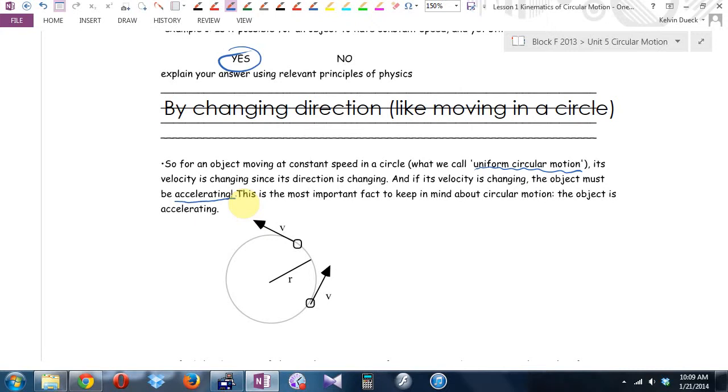When this mass is right here, it's traveling towards you guys. When the mass is right here, it's traveling towards your left. When the mass is right here, it's traveling towards the front of the room away from you. When the mass is right here, it's traveling to your right. And we have a fancy saying for that.